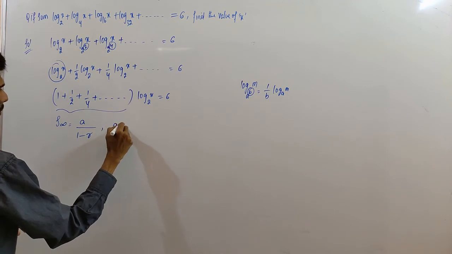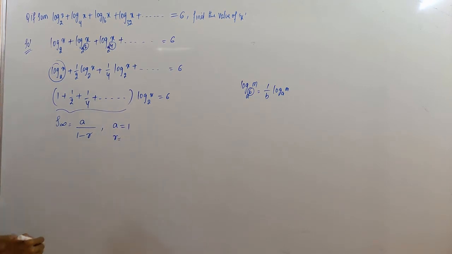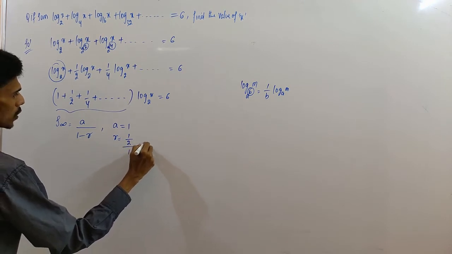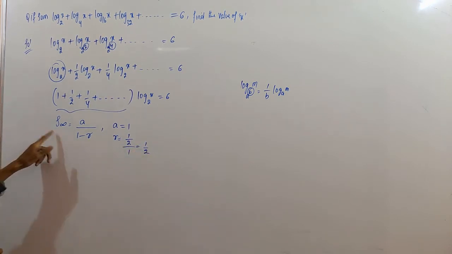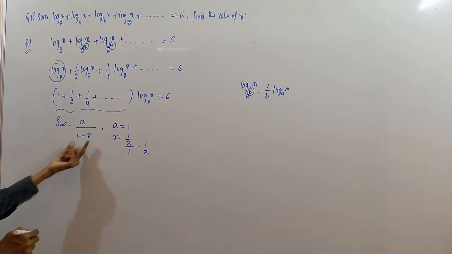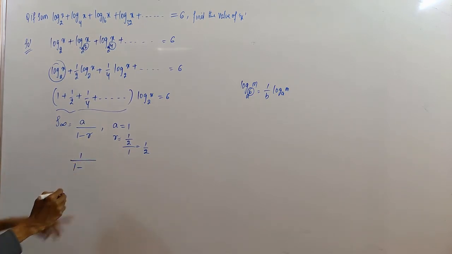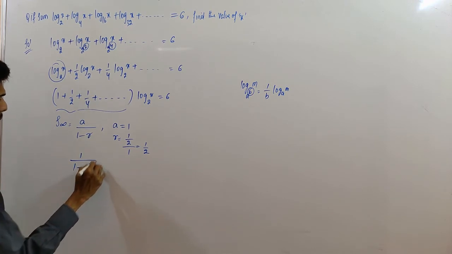The a value is the first term, and the r value is the common ratio, t2 divided by t1, that is (1/2) divided by 1, that is 1 by 2. So this complete series can be replaced by a divided by 1 minus r. So the a value is 1, divided by 1 minus r, where the r value is 1 by 2.